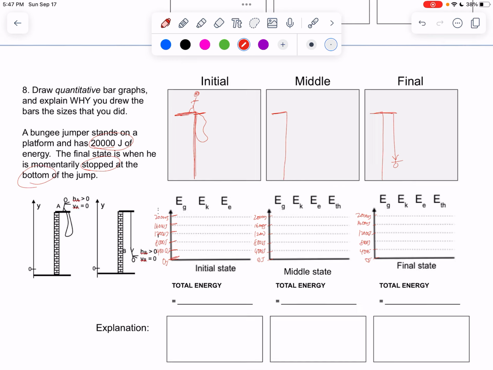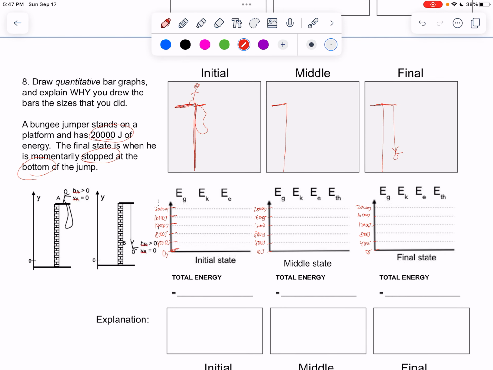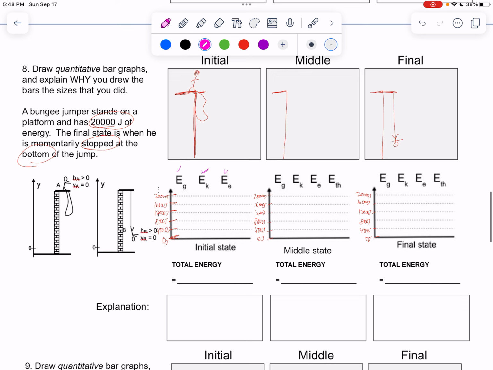okay? All right, so initially, let's look and see what he's got. Is he above the ground? Yes. Is he moving? Doesn't appear to be. Is anything stretched or compressed? No, not yet, because he hasn't even jumped. So that means that there is only going to be EG. So we're going to have to let that total energy be 20,000 for the EG, and that's what we've got to work with.